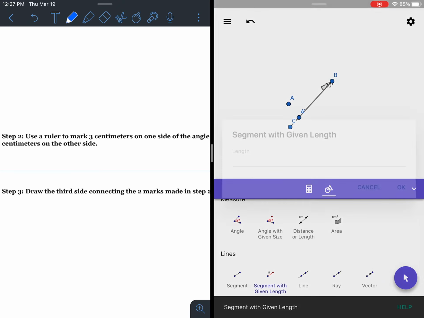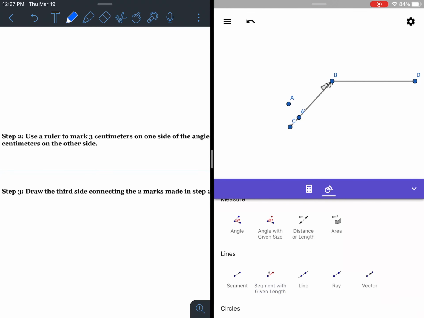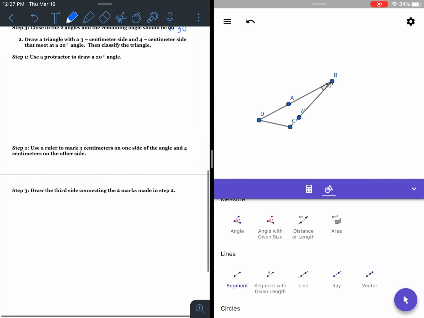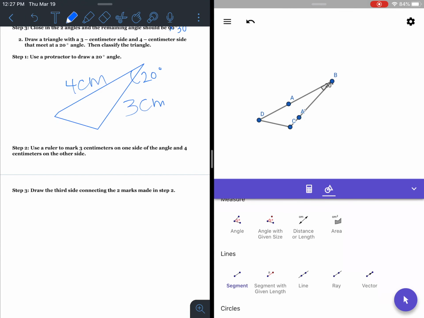And then the other side, we're going to make 4. And again, it needs to line up so that it still makes that 20-degree angle in the middle. So that would be an angle with one side that's 4 centimeters and one side that's 3. And then to make it into a triangle, we just close it in. So there would be that triangle. So if you want to try and draw something that looks similar to that, so we would have 4 centimeters, 3 centimeters, 20-degree angle, and that's it.